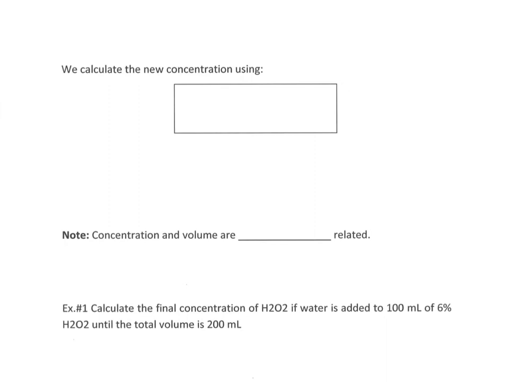When we're preparing a solution by dilution, we use a formula, and our formula is C1 times V1 equals C2 times V2.